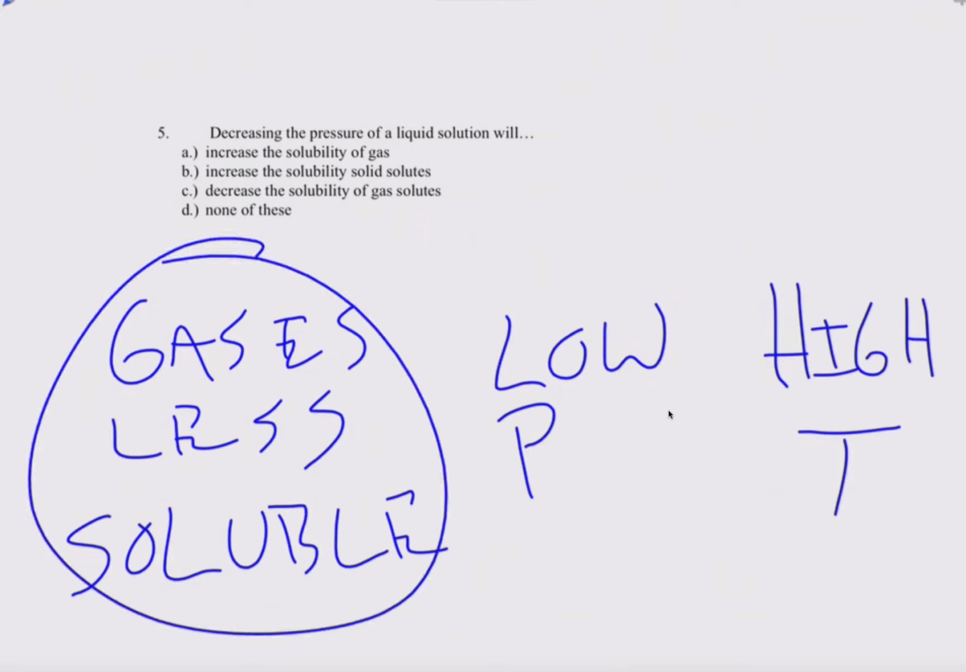Again, if you think of the example of the soda, low pressure, when you open the can, it releases the pressure, and that's when the bubbles can come out. Also, if the soda is warm as opposed to cold, it goes flat, loses its bubbles, loses the gas much more quickly, because gases are less soluble when you raise the temperature. So the question here was, if I lower the pressure or decrease the pressure, that will decrease the solubility of gas solutes. It would also be decreased if I raise the temperature.